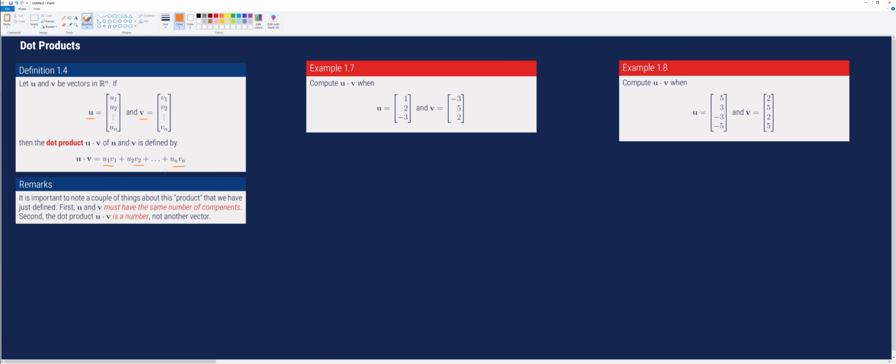First, vectors u and v must have the same number of components. Second, the dot product gives us a number as an answer, not a vector.